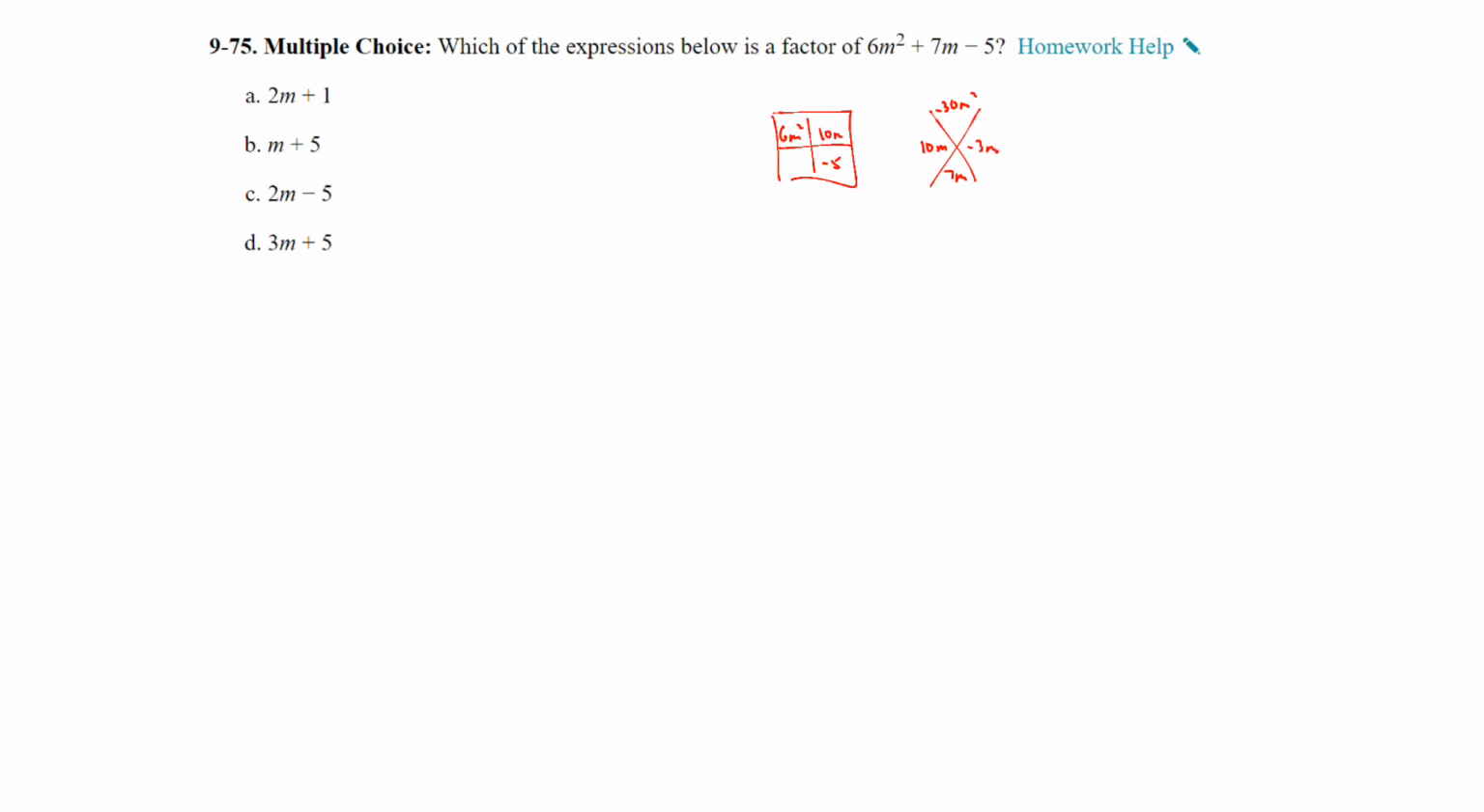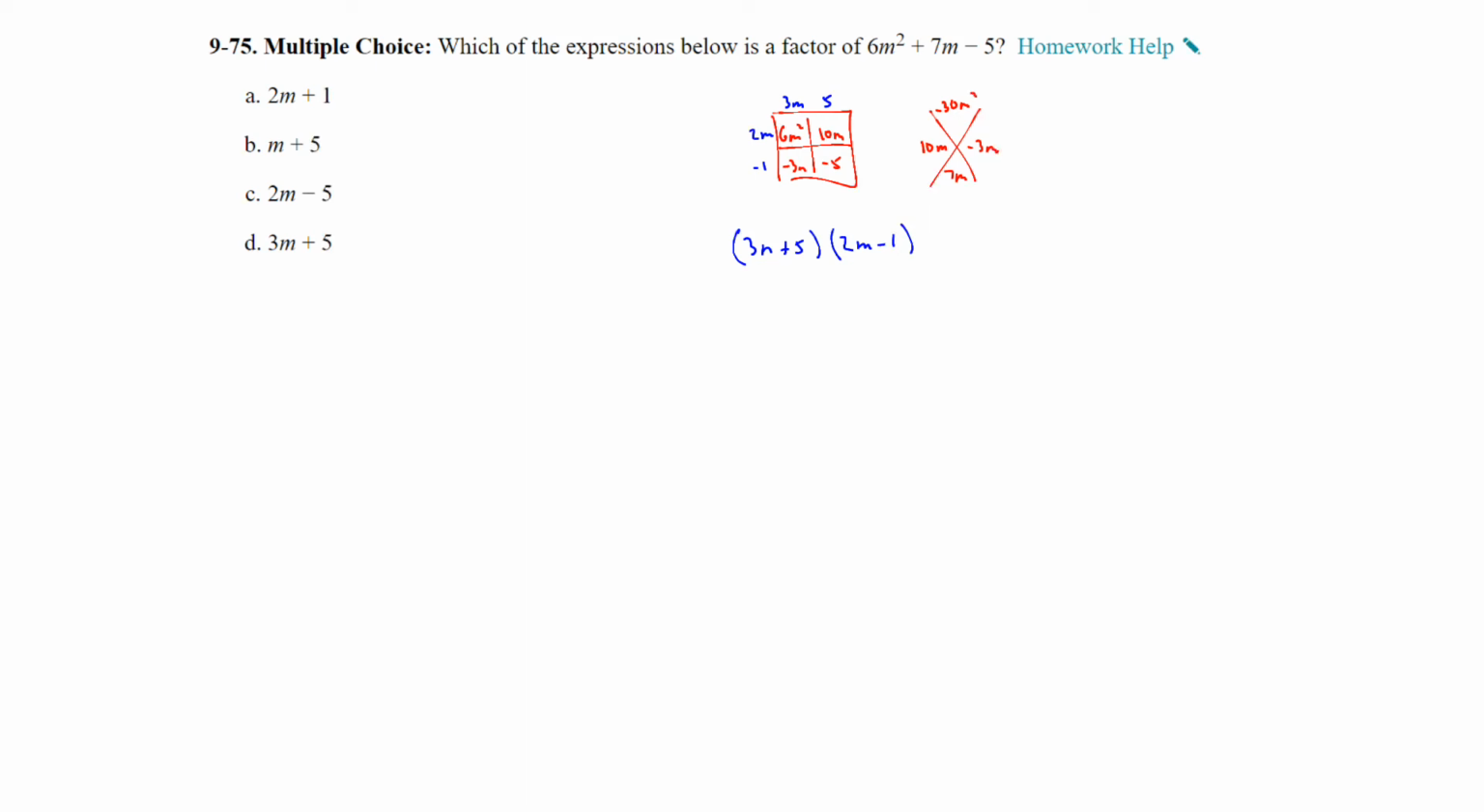And so we'll place those in our generic rectangle and figure out the side lengths. So we need to get the 6m, we'll need a 3m and a 2m, and we've got to make sure we put them in the right spot so that we can also say 2 times what is going to give us 10. So 2m times 5 is 10m, and then 3m times negative 1 would be negative 3m. So it looks like our factors are 3m plus 5 and 2m minus 1.